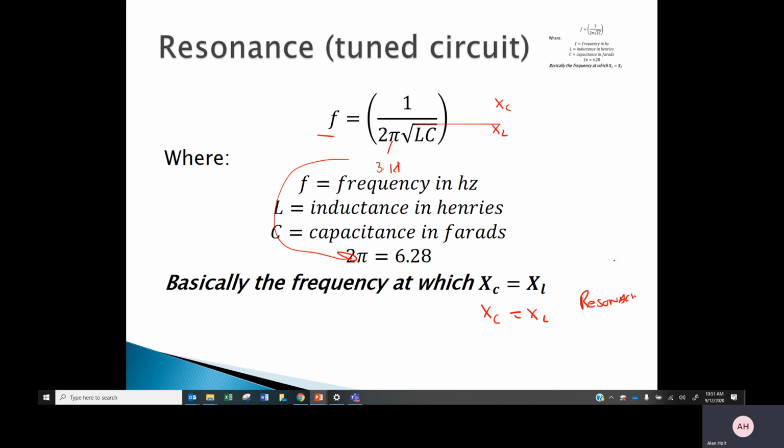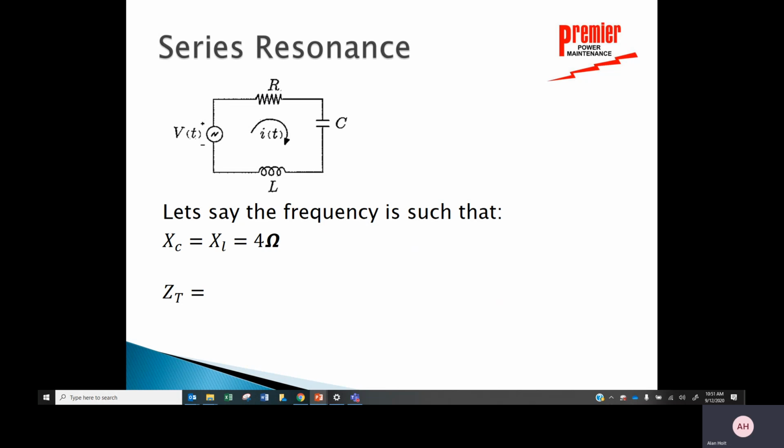Okay, so we want to look just a little bit at resonance here. If I have this basic, simple series circuit, and we're not going to go into deep math today on this, but if I have a resonant frequency, and I don't know what that resonant frequency is, I have the equation for that in the last slide, but whatever that frequency is, I want to say at this resonant frequency, X sub C equals X sub L. And that's the definition of resonant frequency.